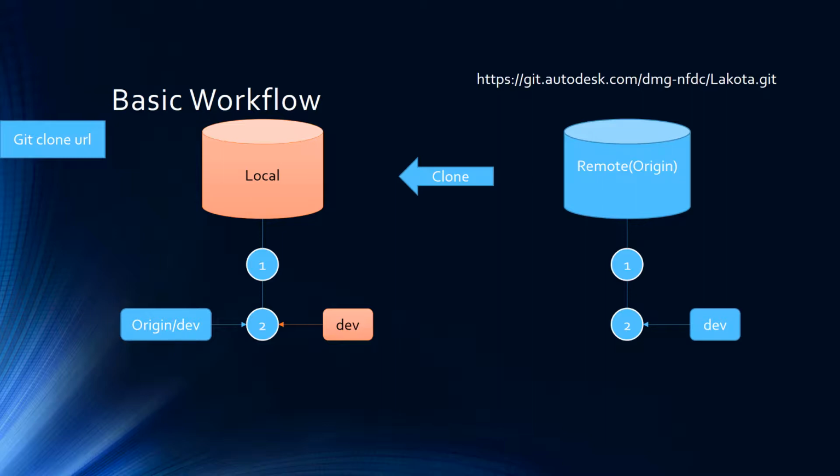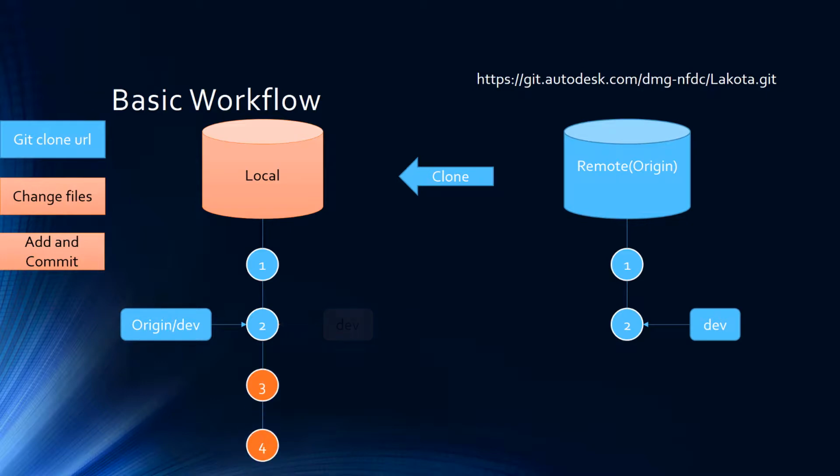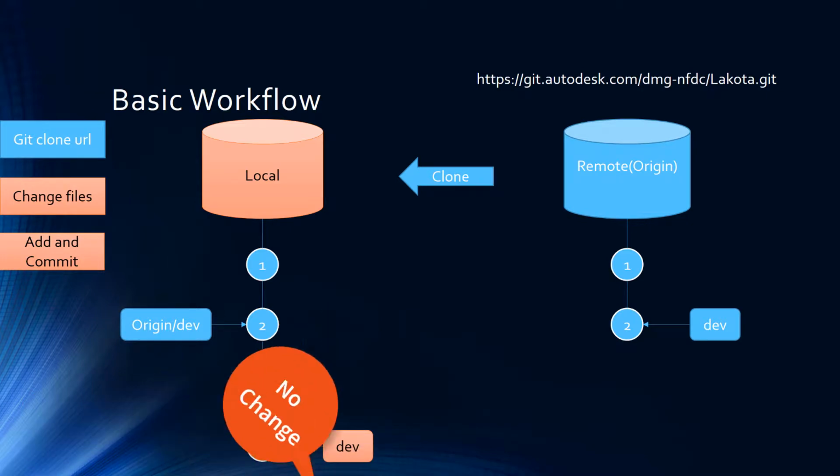Now make some changes. Remember, all the changes happen locally. So I use a different color to describe those changes. For example, you make two changes and add them, commit them into the repository. See, although you get the two new commits, the remote does not change.